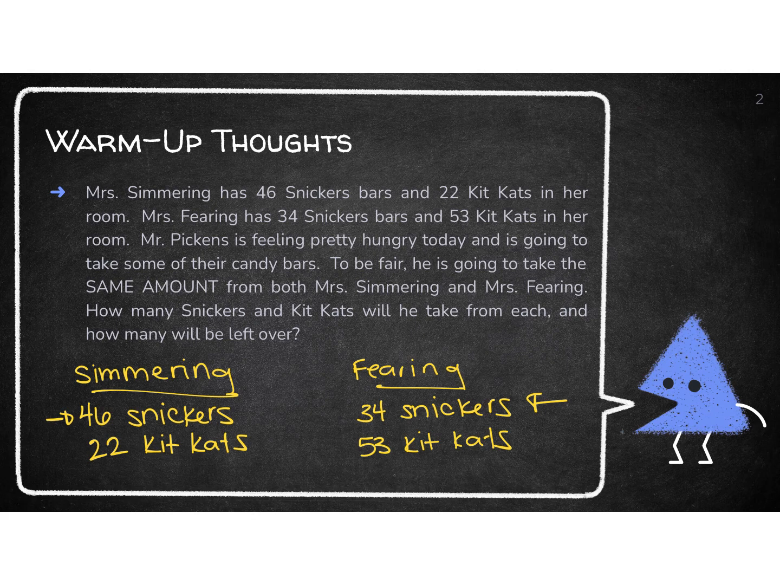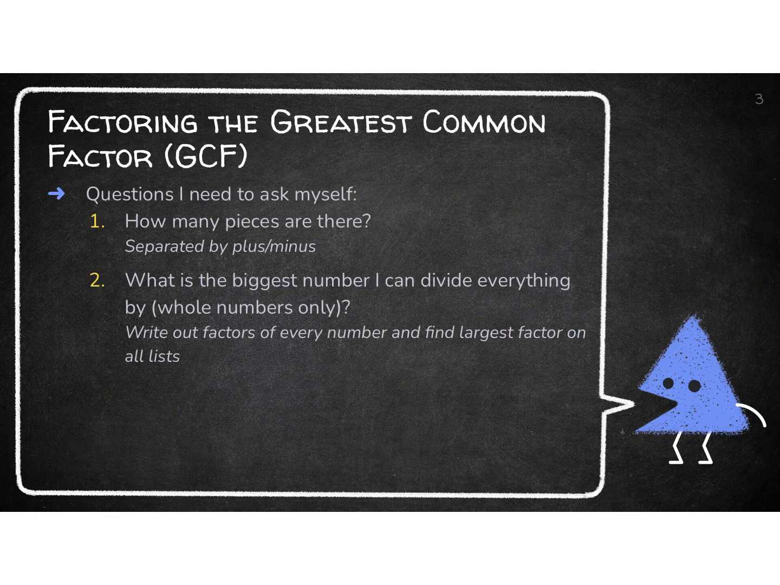That's totally fine. So Pickens would go ahead and he would take all 34 Snickers from Fearing, because he would still be able to take 34 from Cimarine. And then when you look at their Kit Kats, it's the same idea. He couldn't take 53 of them because Fearing has 53, but Cimarine doesn't. He'd only be able to take 22 Kit Kats. So this is the idea that we're going to kind of look through here.